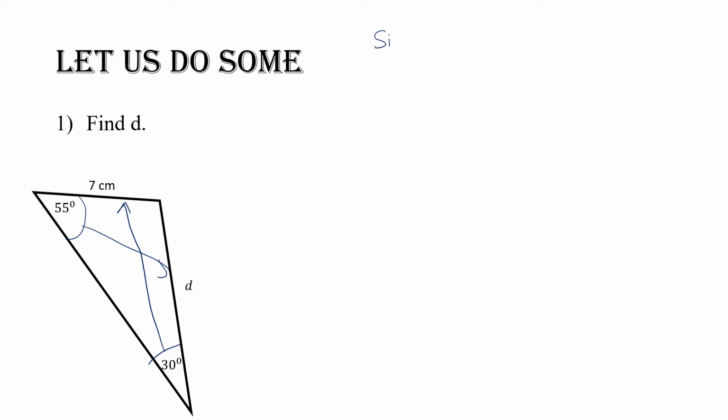So there we have sine of 30 degrees divided by its corresponding side, which is 7 cm. So remember, the 30 is with the 7. And the angle always goes on top. The sine goes on top always. So sine 55 degrees divided by d. Good. And that is how we use our formula. This is the sine rule. And now we just simplify from here.